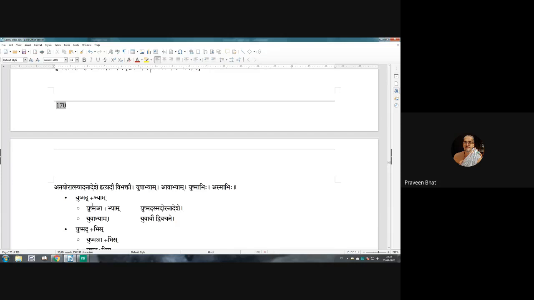Then what will you get? Yushmat plus bhyam. Yushmat, dakara will be replaced by a, by yushmad asmador anadeshe plus alontyasya. So dakara is replaced by a. Yushma plus a. Akas savarani dirgha, yushma, and then yuvavau dvivachane. So here yuvavau dvivachane, we can add another step here. Yuva.